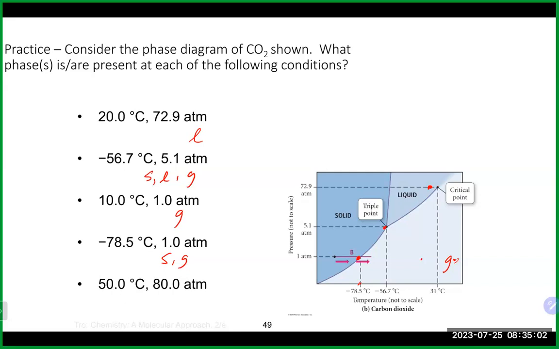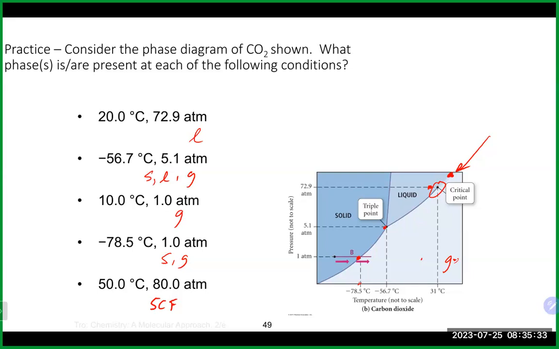50 and 80. So 50 is way past 30, I imagine, and 80 is above 72.9. So that would put you over here, and then we're above the critical point, which is right here, and that would mean that we have a supercritical fluid. It has properties of a liquid, but flows kind of like a gas. Any questions on how to read a phase diagram?